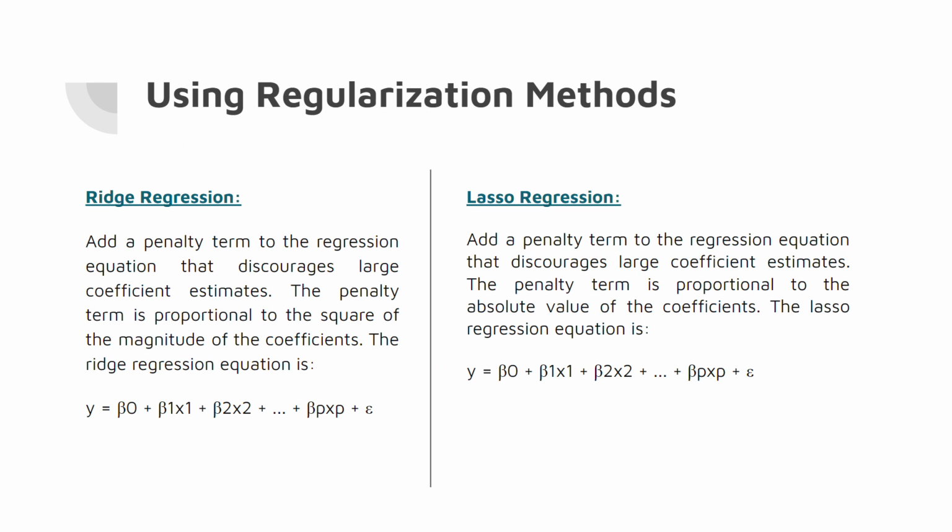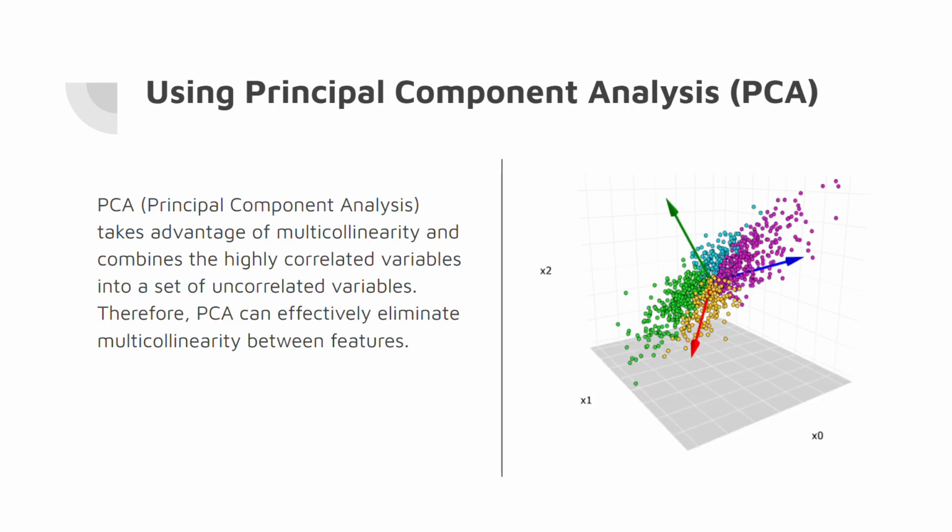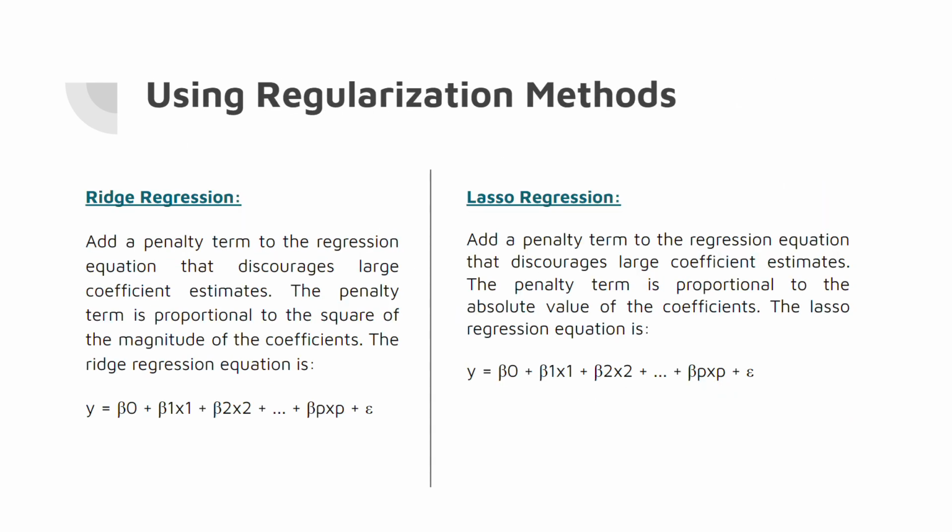Regularization methods. Regularization methods such as ridge regression and lasso regression can also be used to deal with multicollinearity. These methods work by adding a penalty term to the regression equation that discourages large coefficient estimates. This can help to reduce the impact of multicollinearity on the estimated coefficients and improve the stability and reliability of the regression model.